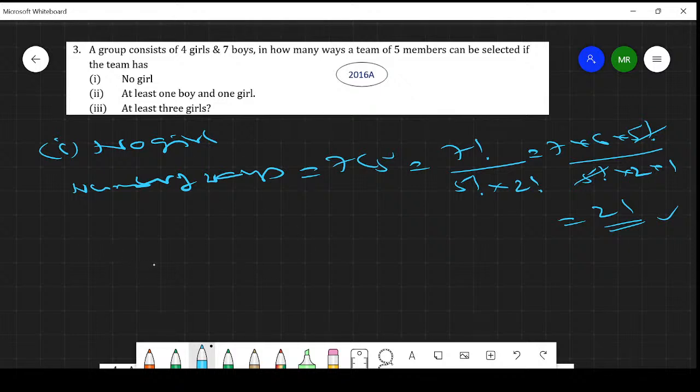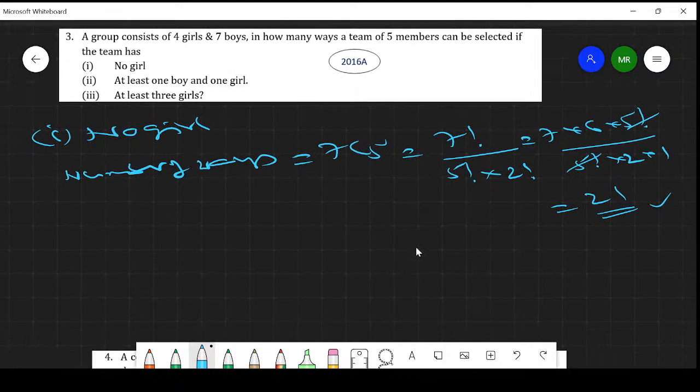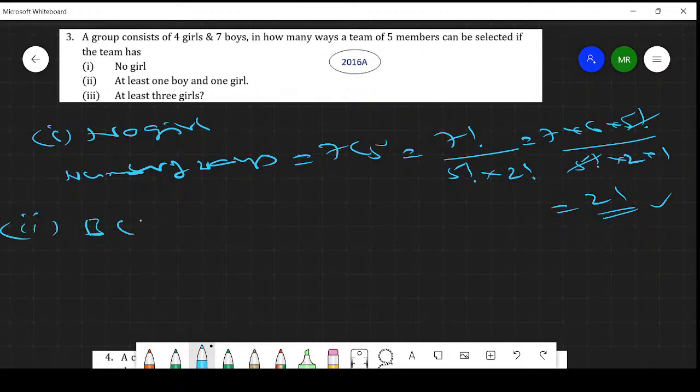At least 1 boy and 1 girl. That's the case we should do now. At least 1 boy and 1 girl. When they're saying this, total boys we have you can consider here. When they're doing the second one, the boys given are 7 and the girls given are 4. The number of ways I can write.